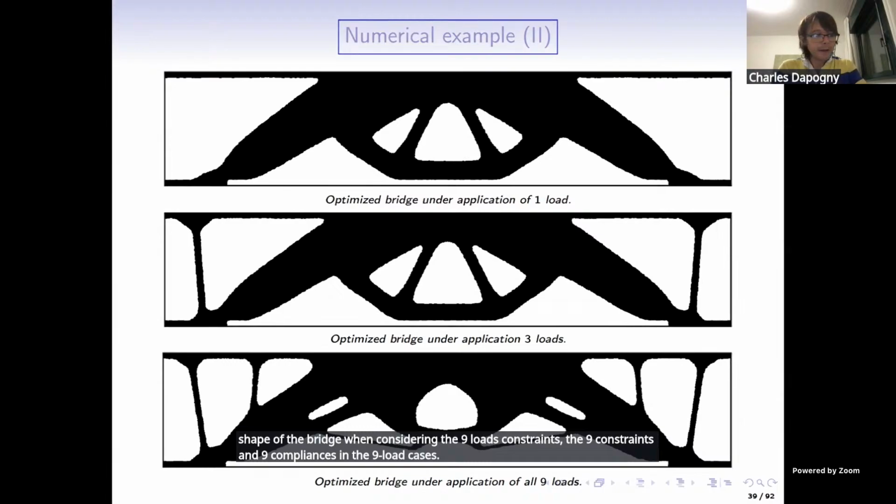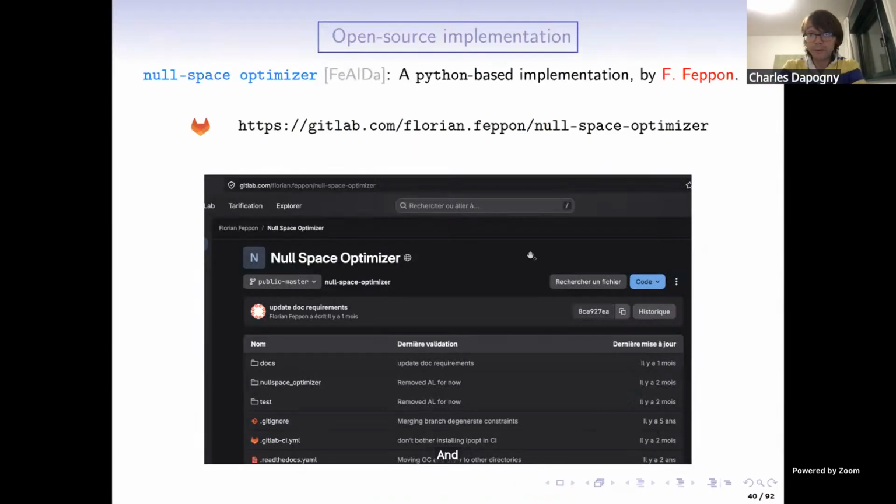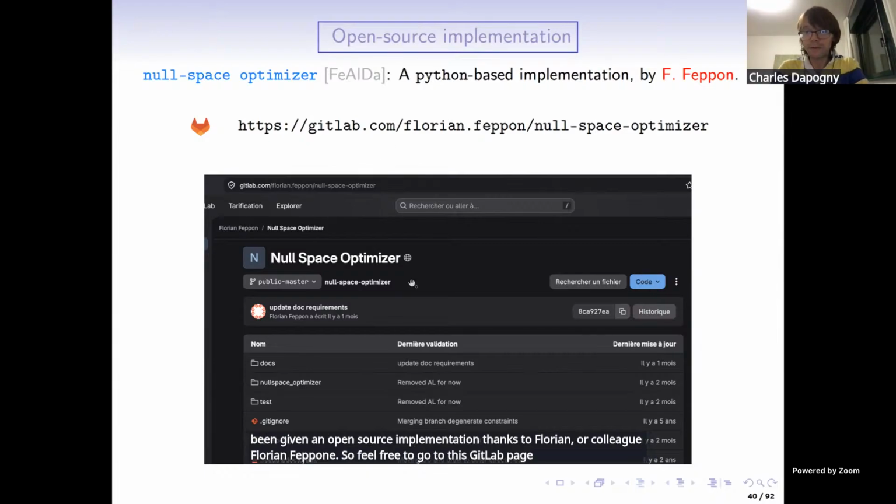All right. Just a word of advertising to say that this optimization algorithm has been given an open source implementation thanks to our colleague Florian Feppon. So feel free to go to this GitLab page and download this package. It is a very nice Python package that you can use for your developments.